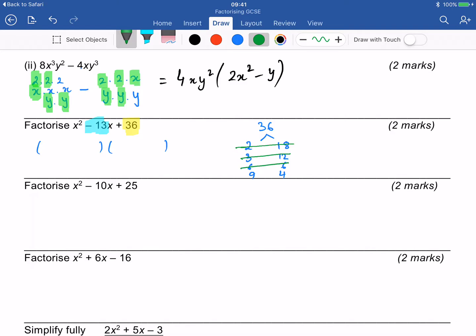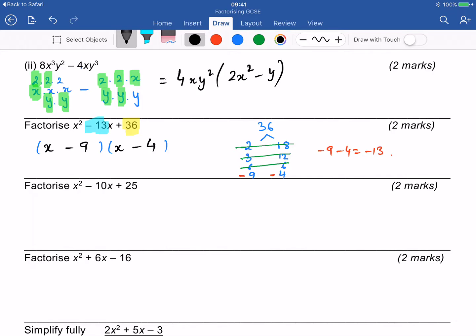So the last option is 9 and 4, and if I add them, I'll get 13. But I'm looking for negative 13. The only way I can get negative 13 is if I had negative 9 and negative 4. Negative 9 and negative 4 is negative 13. So my factors now, x negative 9 and x negative 4.